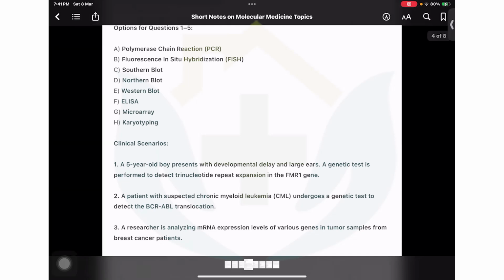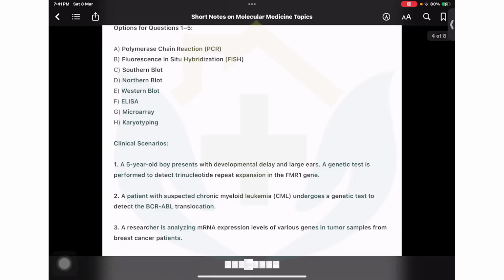One is polymerase chain reaction. The second is fluorescence in situ hybridization, FISH. Third is Southern blot. Then Northern blot. Then Western blot. Then ELISA, microarray, and karyotyping, like all the topics that we read in the genetics component. So you need to tell me which of the following matches the clinical scenario.